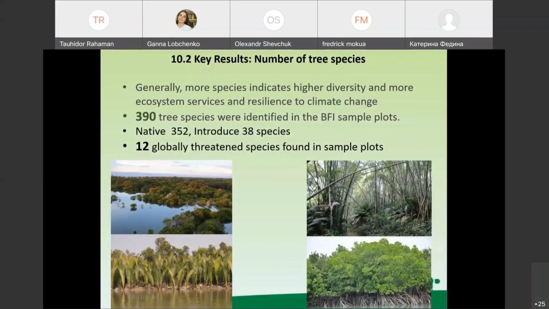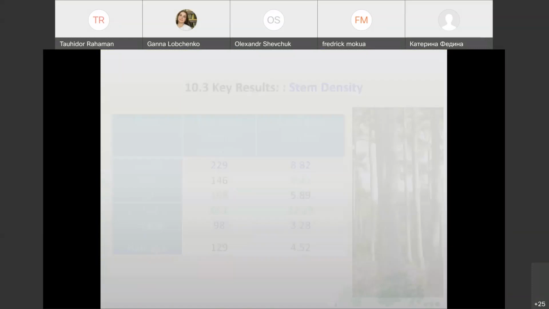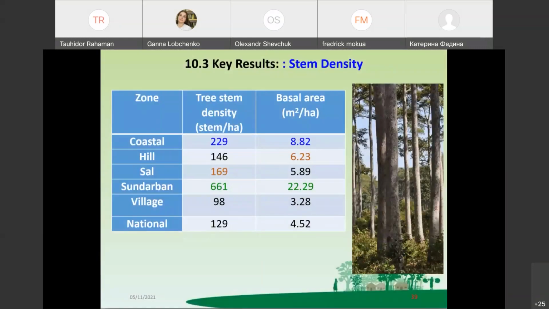Number of trees: from our national forest inventory, we were able to identify 319 different species, and among those 352 were native and 38 species were introduced. 12 globally threatened species were found in the sample plots. Stem density was higher in the Sundarban, at 661, and we also have the basal area, which is also highest in Sundarban, 22.29 square meters per hectare.